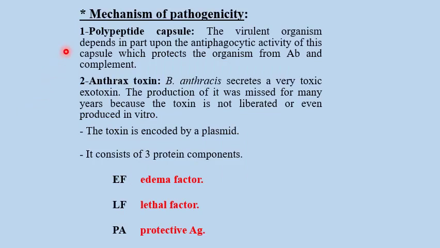The mechanism of pathogenicity. Number 1: a polypeptide capsule. The virulent organism depends in part upon the antiphagocytic activity of this capsule, of course, as any capsule, which protects the organism from antibodies and complement. Number 2: الانثراكس toxin. طبعا ده أهم حاجة, the most important. Bacillus anthracis secretes a very toxic exotoxin.